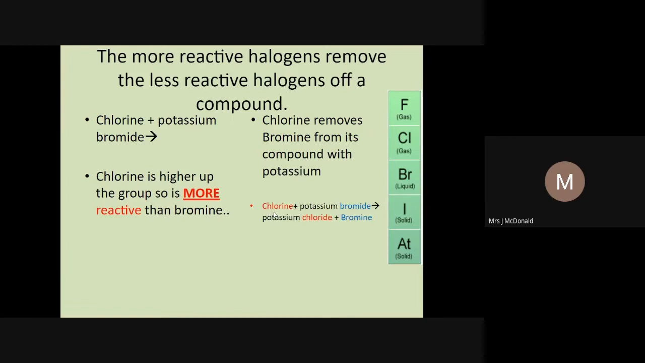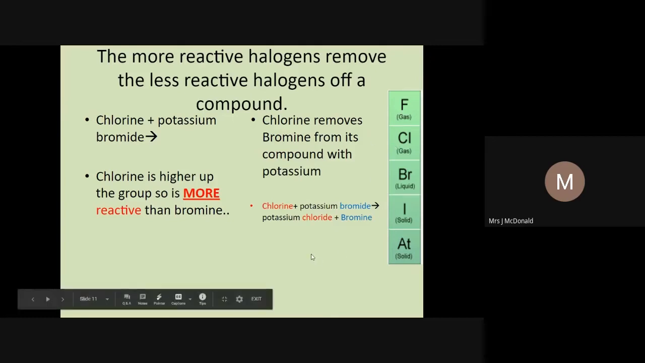And let's look at it in the word equation here. Chlorine and potassium bromide becomes potassium chloride because chlorine's changed places. It's displaced bromine from potassium. So bromine is now left on its own. So that's called a displacement reaction. And that happens with all these halogens and other compounds as well, but you need to know about it with the halogens.